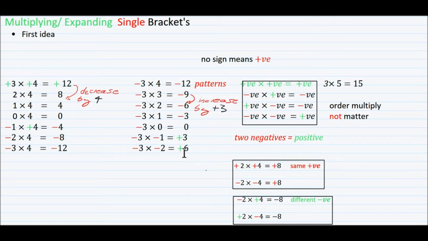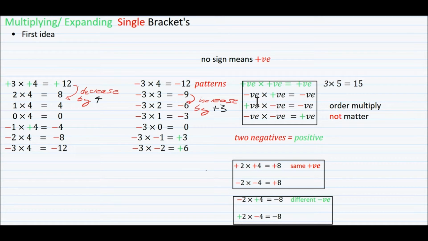Now from this we could deduce several things. Two positive numbers multiplied together, such as 3 times 4, gives me a positive number, positive 12. So 3 times 5 is 15. Two positive numbers multiplied together gives a positive, and normally we don't put the positive sign. And from this pattern, if we have a negative and a positive number, such as negative 1 and a positive 4, you get a negative number. So a negative and a positive will give me a negative number.